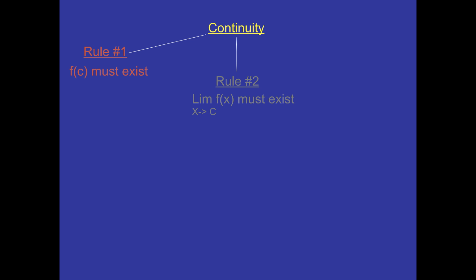Basically, when you come from the left, you should be approaching the same y value as you come in from the right. And the final rule, rule number 3, f of c must equal the limit as x approaches c of f of x. This means that the point at which you are approaching must exist and still be there. A simple way to sum up these three rules would be to say if you can draw this graph without lifting your pencil, it is continuous everywhere.